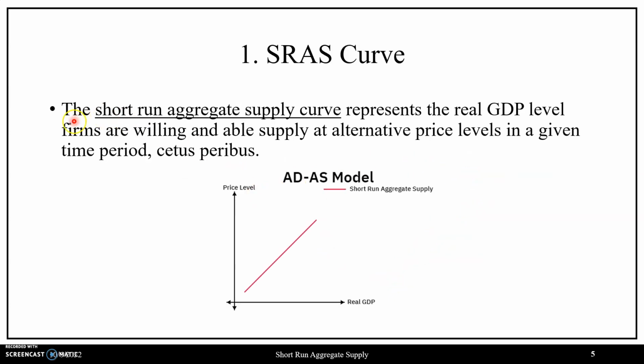The short-run aggregate supply curve represents the real GDP level firms in the economy are willing and able to supply at alternative price levels in a given time period, holding all else equal. Focusing on this curve in our model, we have the price level on the vertical axis and the quantity level of real GDP on the horizontal axis. We see that the short-run aggregate supply curve is this upward sloping curve here in red.